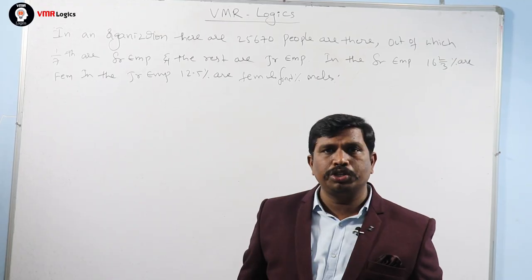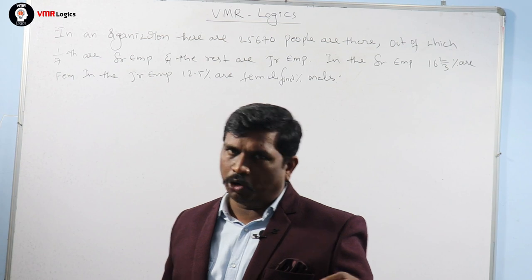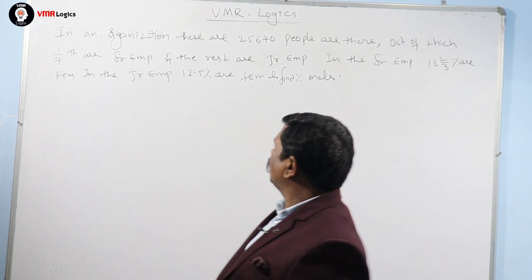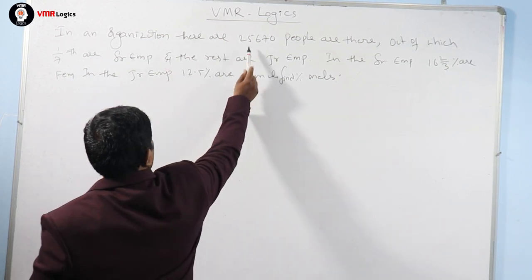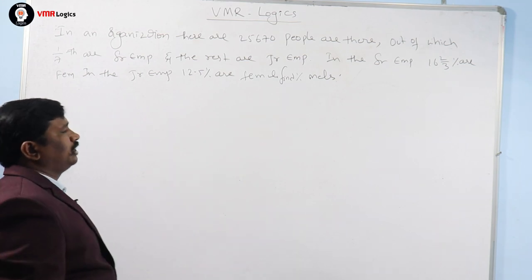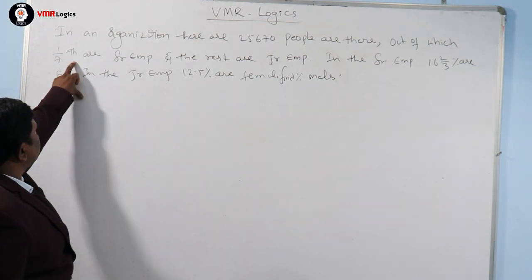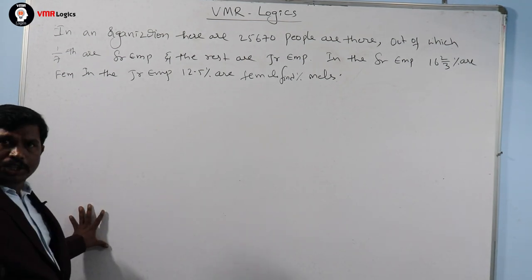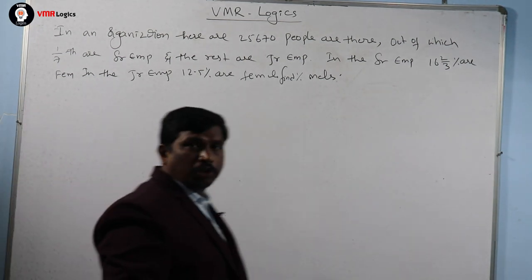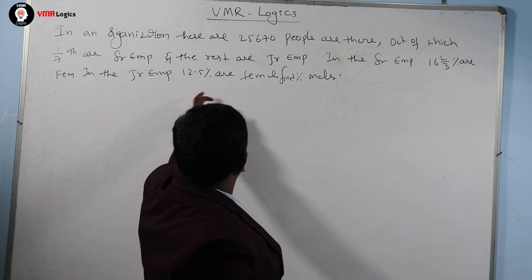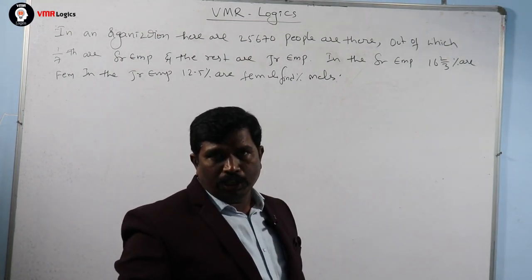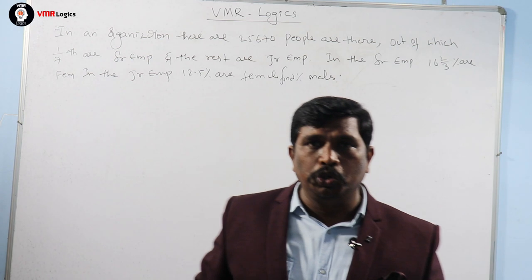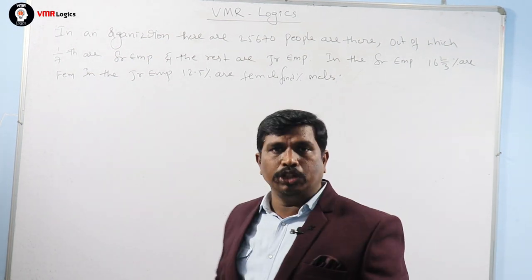Now it's a continuation, the second question. The similar model, let's see now. The question: in an organization, there are 25,670 employees. Out of which 1/7 are senior employees and the rest are junior employees. In the senior employees, 16.23% are females. In the junior employees, 12.5% are females. My question: I just want to know the percent of males in the organization.